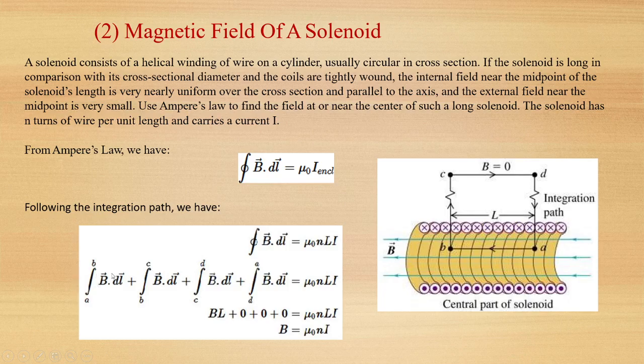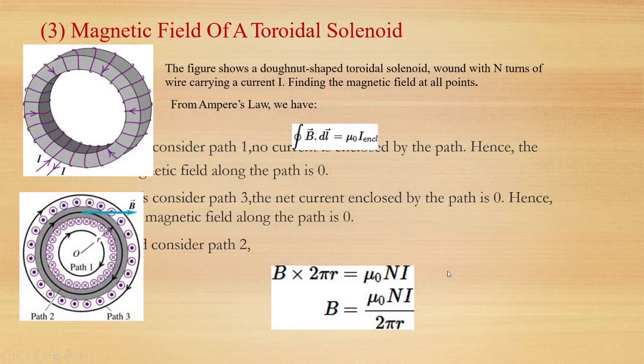So integral A to B, the value is B into L. From B to C, no value, so 0. C to D 0 and D to A 0. So only from A to B we are having the value. That is BL is equal to mu naught n L I, or B is equal to mu naught n I. L gets cancelled.